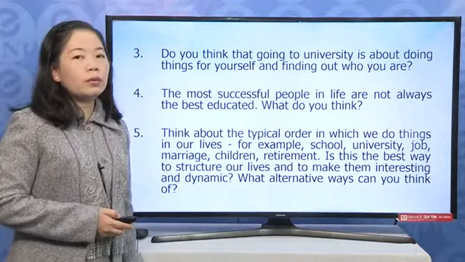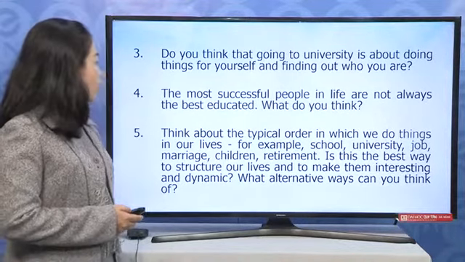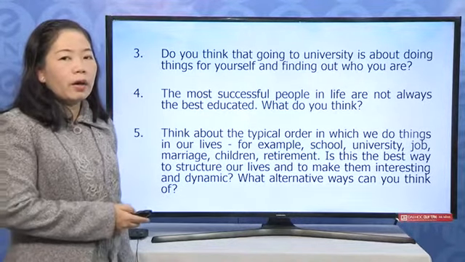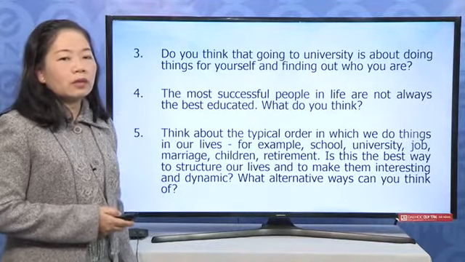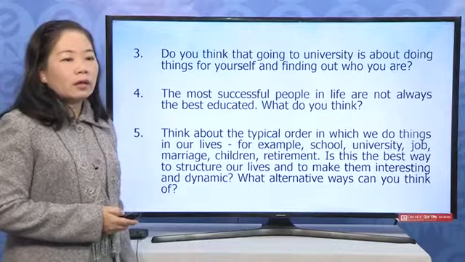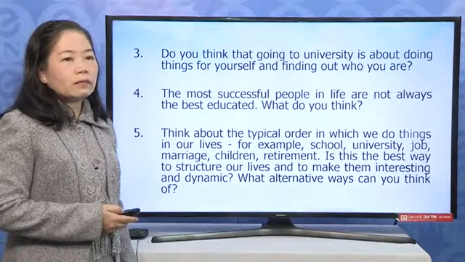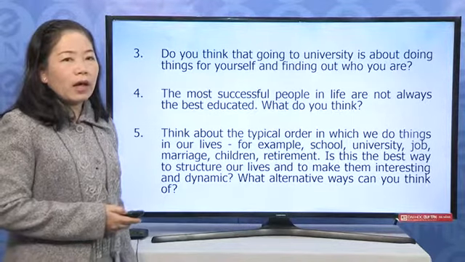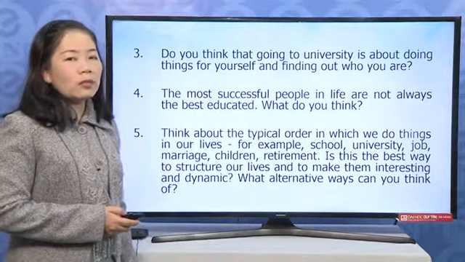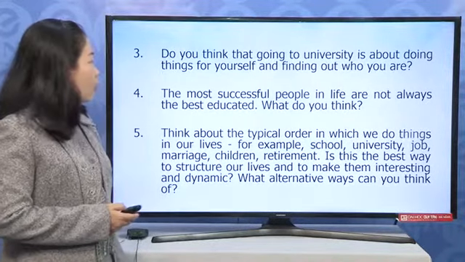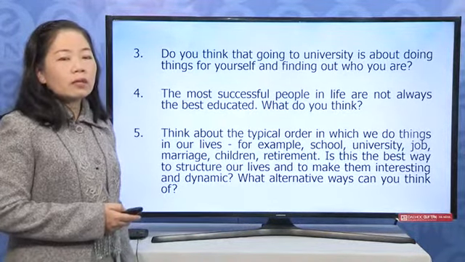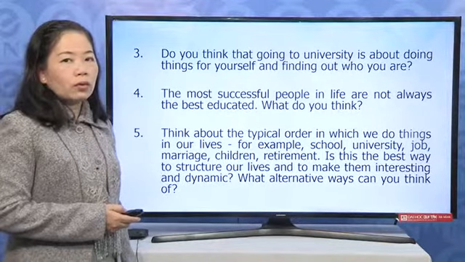And the question number 4, the most successful people in life are not always the best educated. What do you think? The best educated here means getting the high degree at university, or getting the high education, the academic institution. Okay, it's not necessary that successful people must be the best educated person. And you can tell some examples, some real people. Okay.